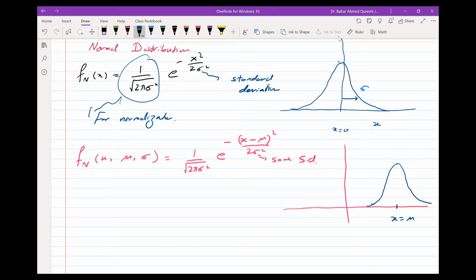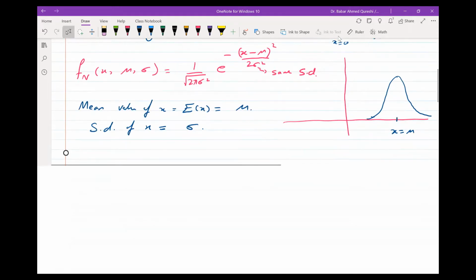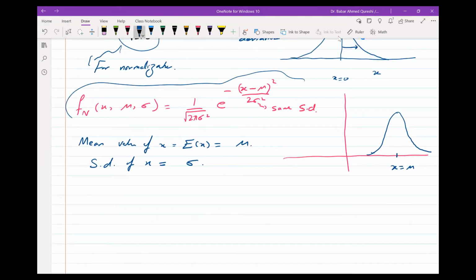So for this function, the mean value of x, which we have been denoting like this, would be mu, while the standard deviation of x would be sigma. Now this function is the most generalized form of the normal distribution. That means the distribution is completely specified by giving only two things. One is this number mu, which is its mean value, telling where it's centered, and also its standard deviation, that is how broad it is.